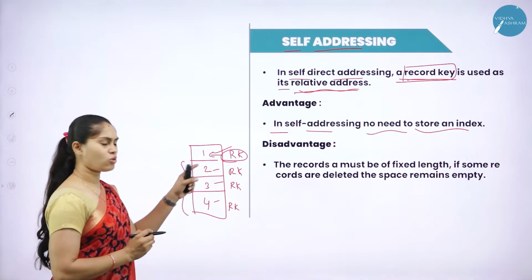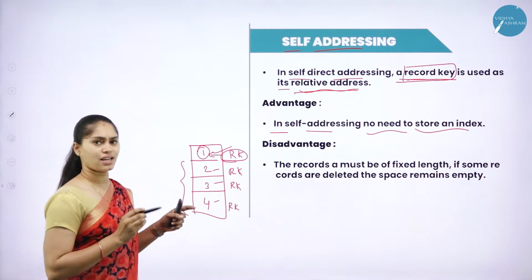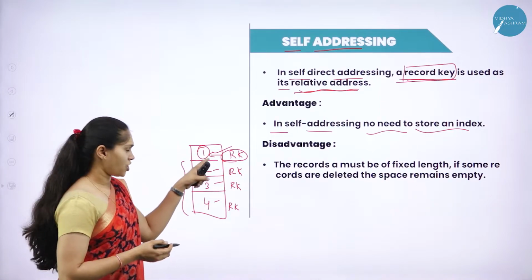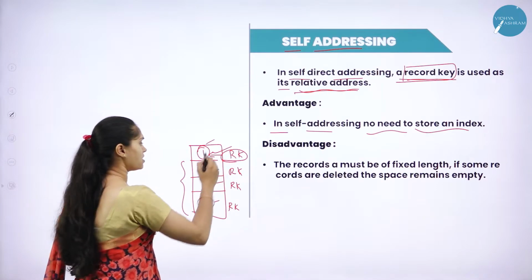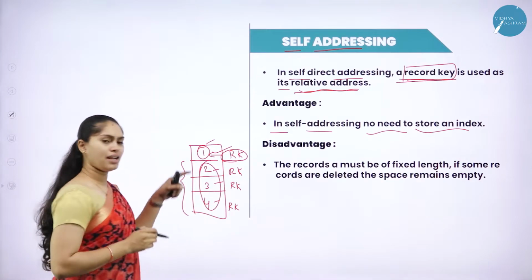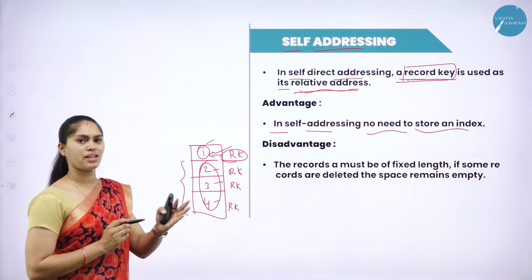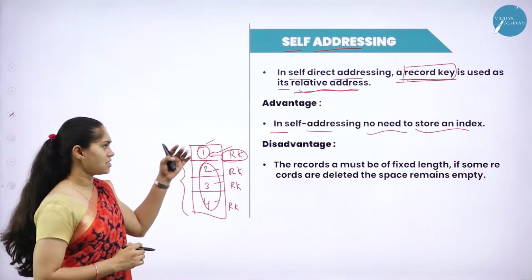Because if I get to know the first address, where it is storing in the file, which record is stored at which index, then there is no need to bother about the remaining addresses. If I get to know this is the first, then the remaining will be in sequential order. So that is the advantage.